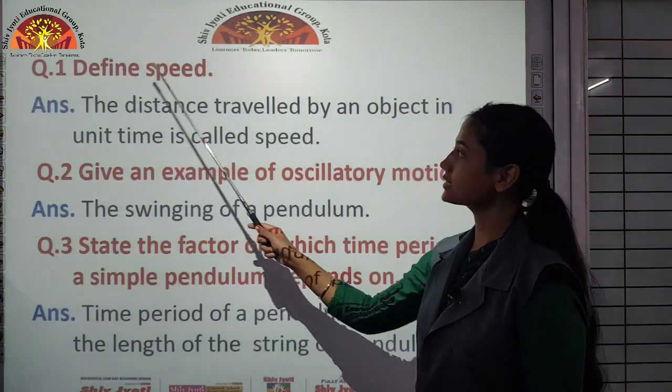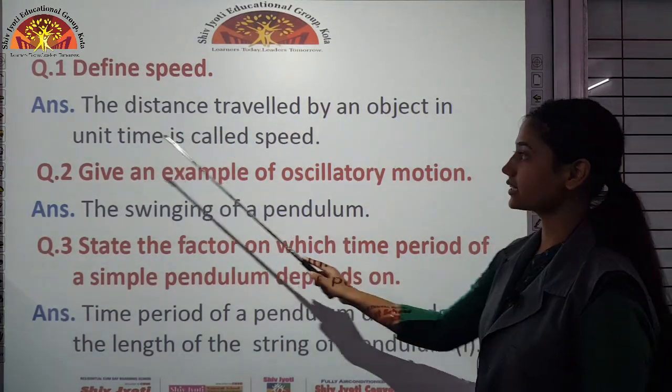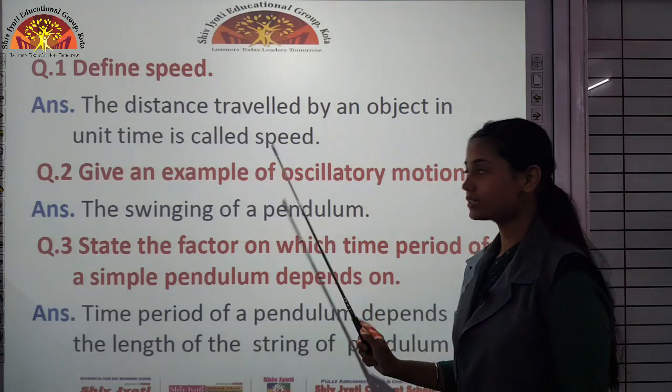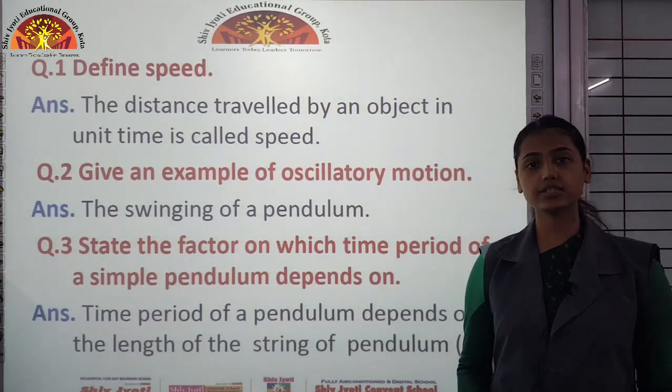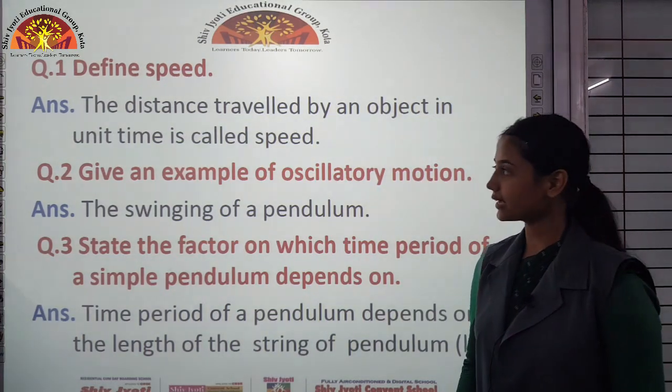Question 1, define speed. What is speed? The distance travelled by an object in unit time is called speed, and the formula for speed is distance upon time, and the SI unit of speed is meter per second.